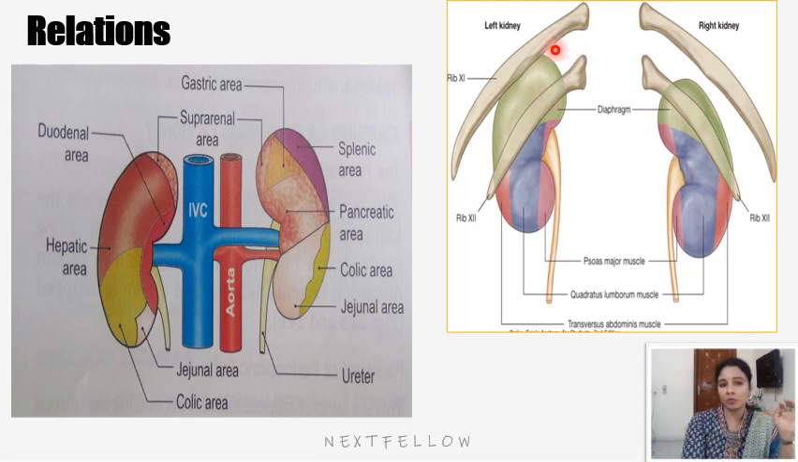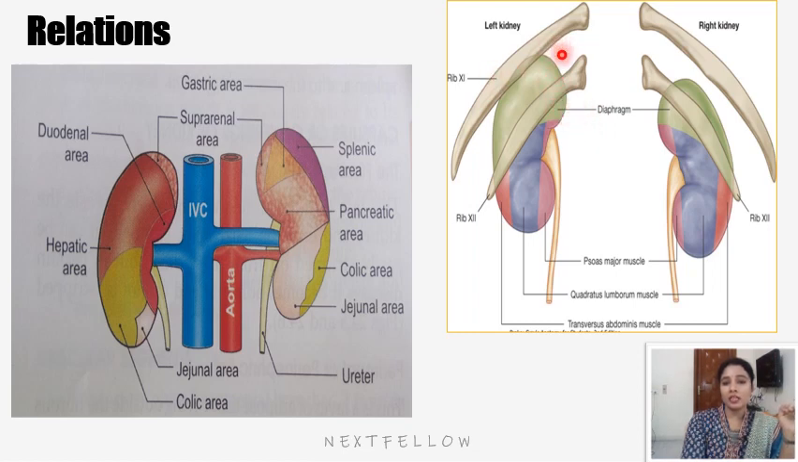Others are almost the same. So posteriorly from above, it is related to the diaphragm. This green shaded area is the diaphragm. The right kidney is related to the right dome of the diaphragm. The left kidney is related to the left dome of the diaphragm. Then it is related to the medial and lateral arcuate ligaments. Medially, the diaphragm gets origin from the medial and lateral arcuate ligaments, which are also related to the kidneys.